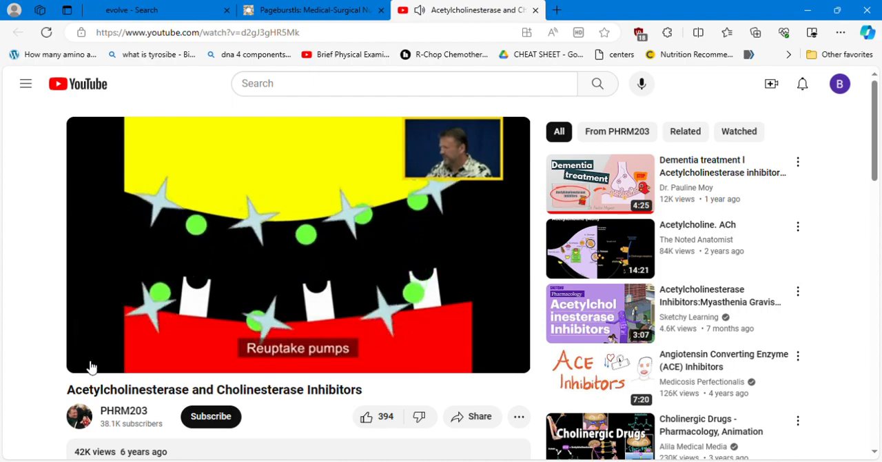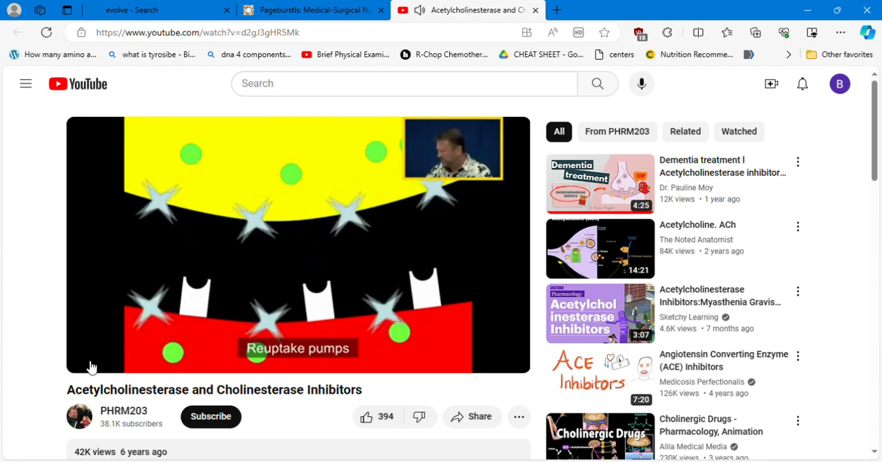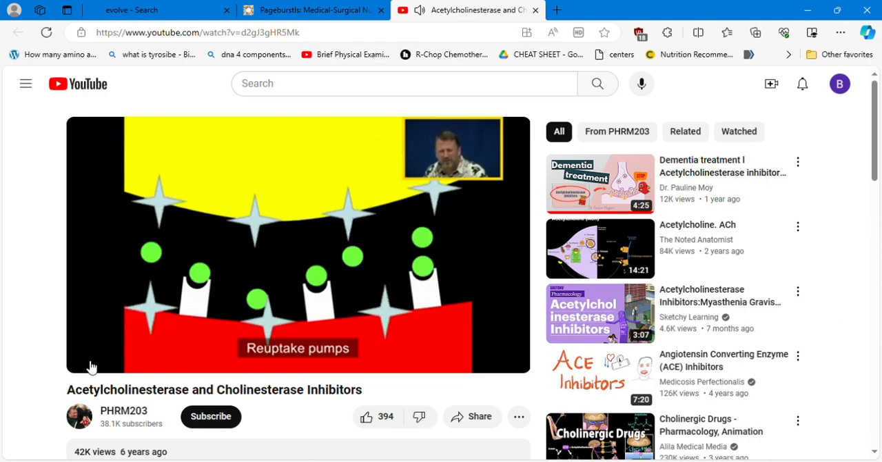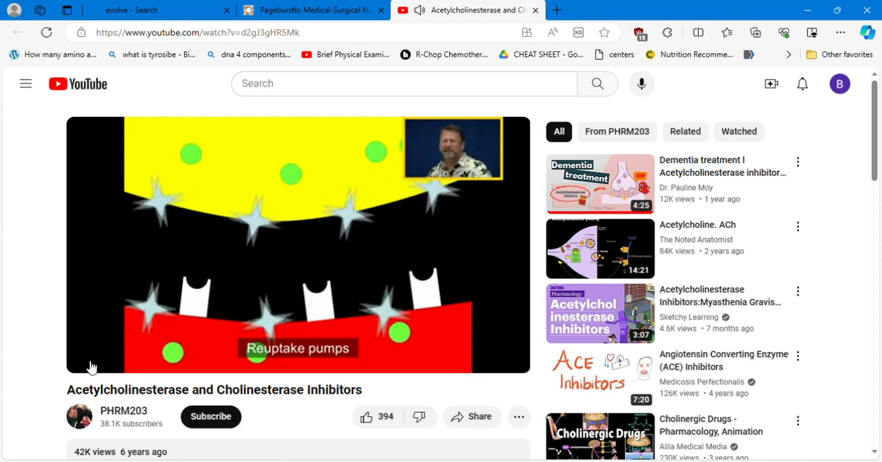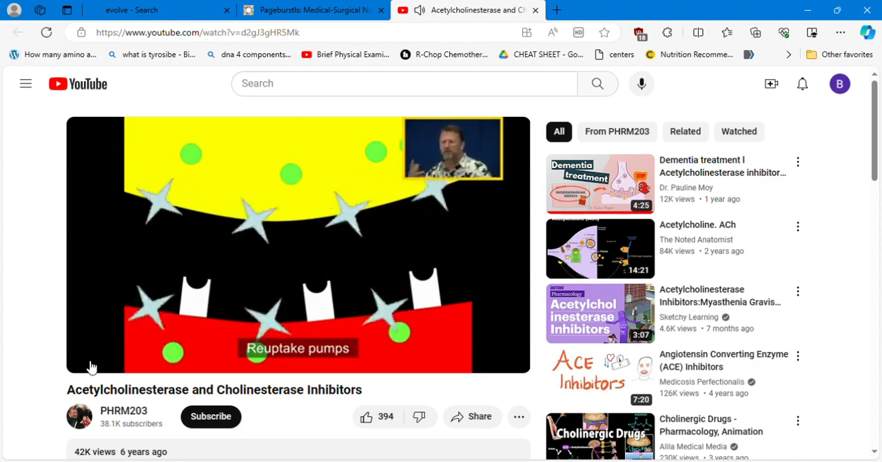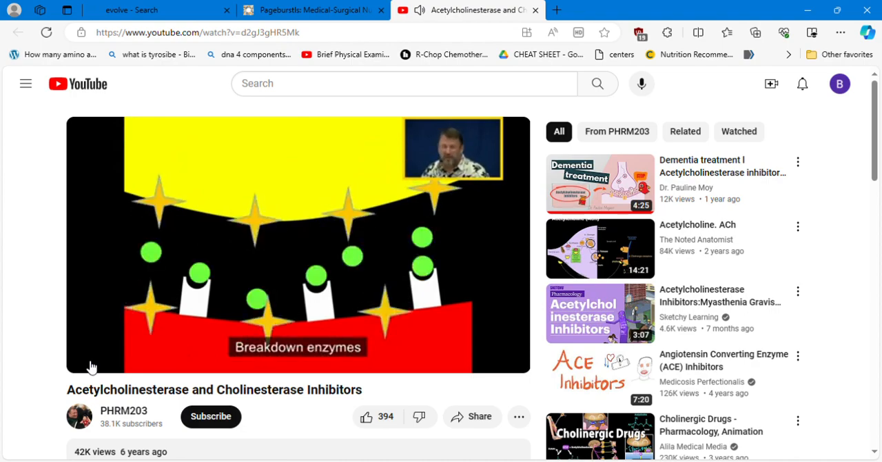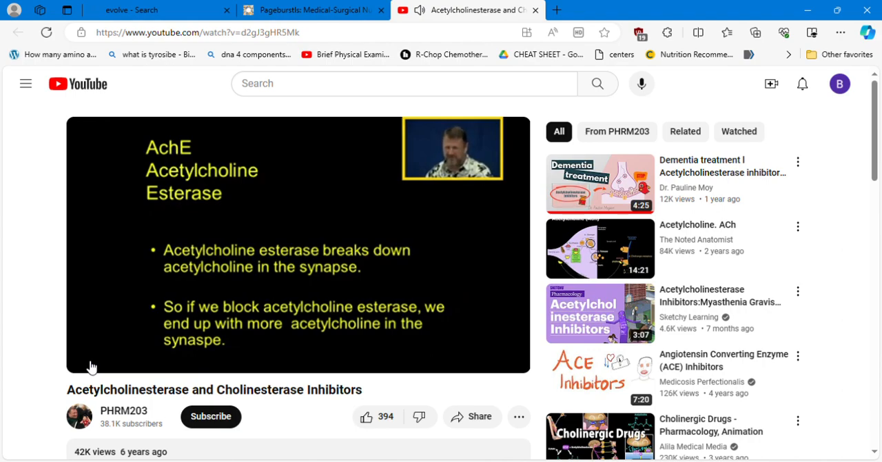Okay. Here's my cartoon of reuptake pumps. We're just quite simply taking the neurotransmitter and pumping it back into the presynaptic membrane where it can be recycled. Another way to get neurotransmitter out of the synapse is enzymes that just break the neurotransmitter down. Acetylcholinesterase is an essential enzyme to understand to talk about autonomic pharmacology. Acetylcholinesterase breaks down acetylcholine in the synapse. So think about it. It's the garbage disposal that's breaking down the acetylcholine instantaneously.